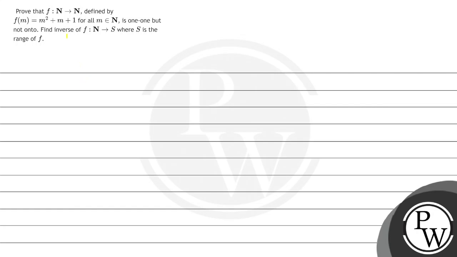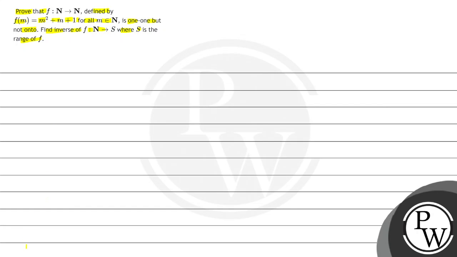Hello बच्चों, let us read the question first. Prove that the function f defined from N to N by f of m is equal to m square plus m plus 1 for all m belonging to N is one-one but not onto. Find the inverse of f from N to S, where S is the range of f.